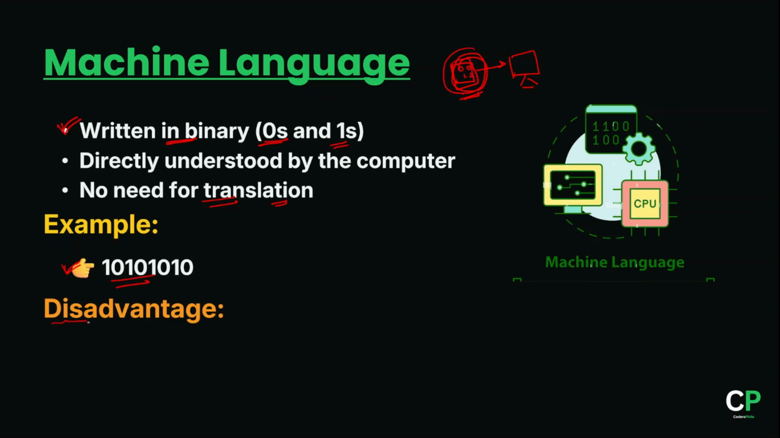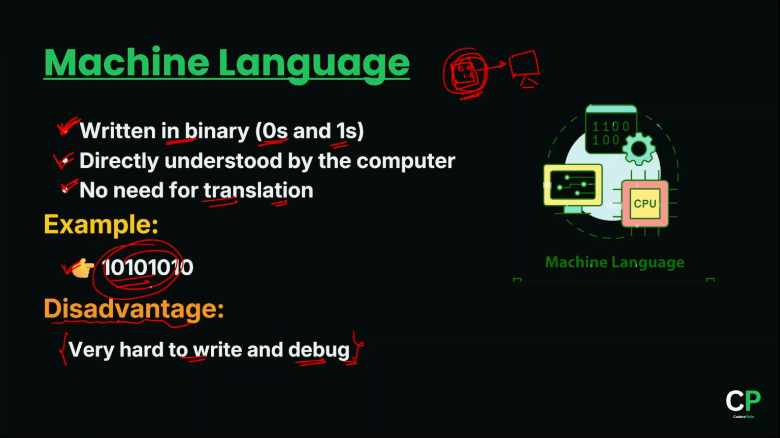So what are its disadvantages? Since the machine language is written in binary, it is very difficult for humans to write and debug the code. In machine language, the instructions are written in zeros and ones, and these instructions are directly understood by the computer, but it is very hard for humans to understand, write or debug. The machine language does not require any translation because it is directly understood by the computer. The disadvantage is that it is very hard to write and debug.